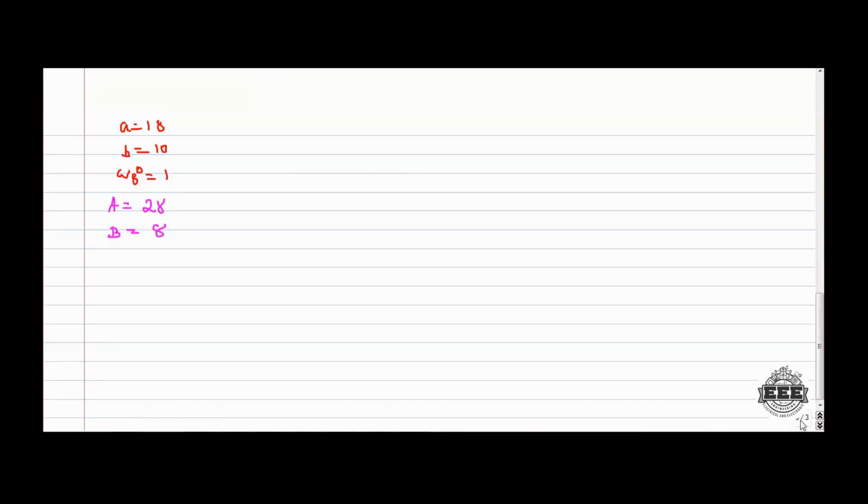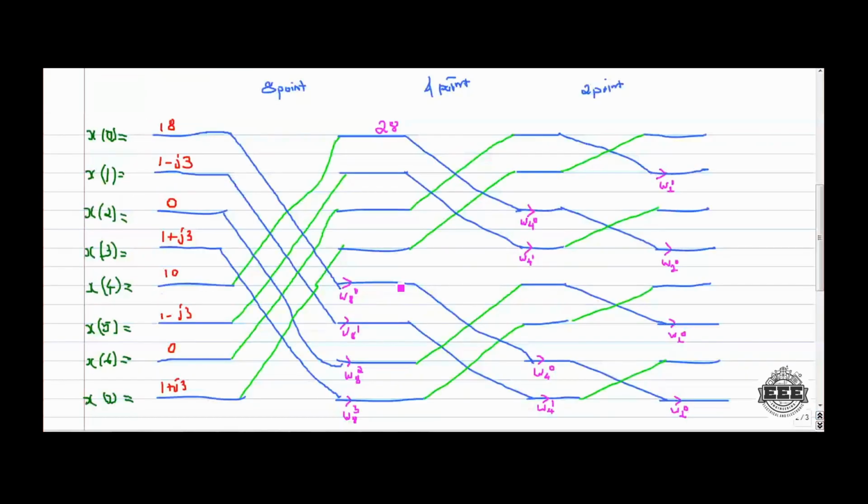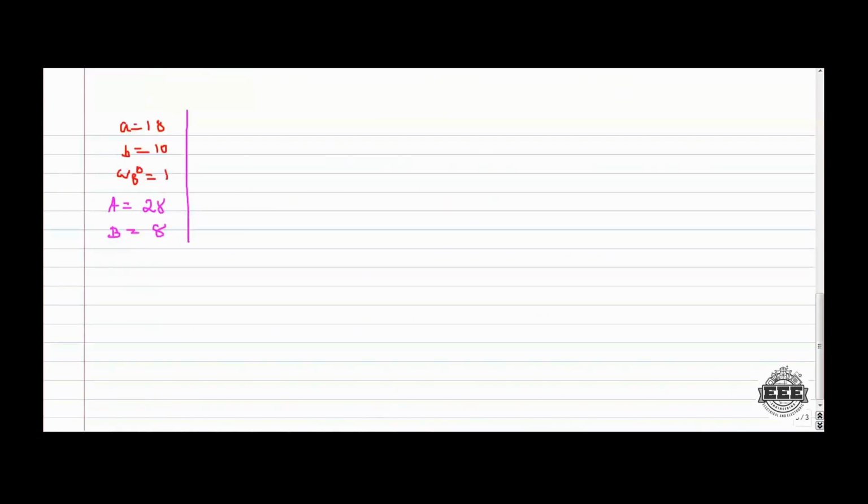So for the first sequence, capital letter A is 28, and for capital letter B, directly according to the formula, we get 8. Correct. Then for the second sequence, the second input A value is 1 minus j3 and the B value is again 1 minus j3. Solving here, the twiddle factor value is omega 8 power 1. What is the twiddle factor value? 0.707 minus j 0.707.